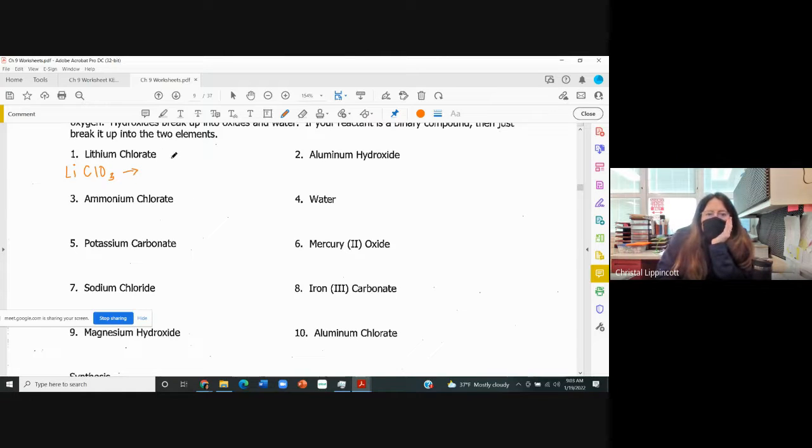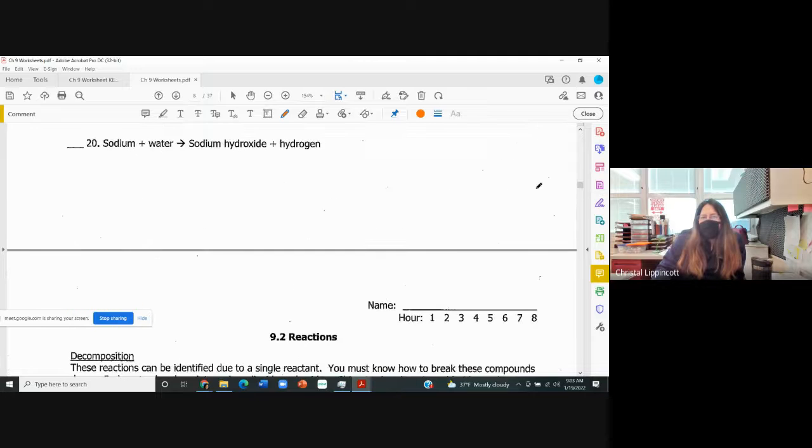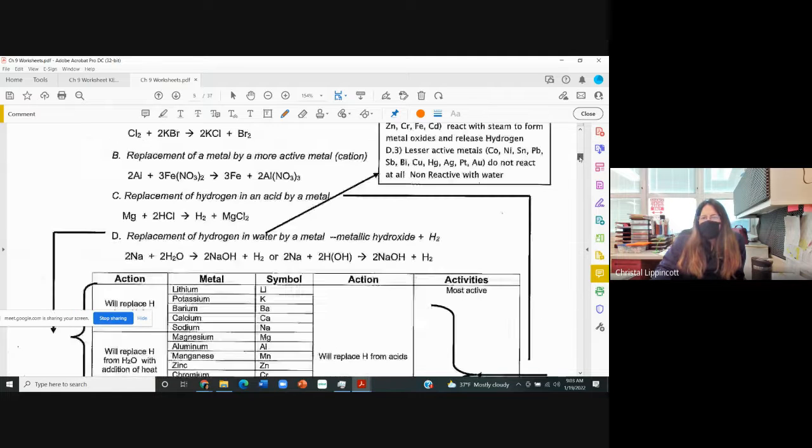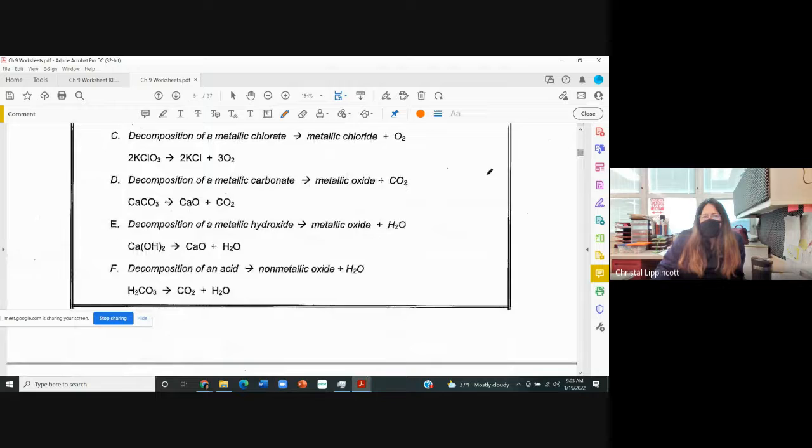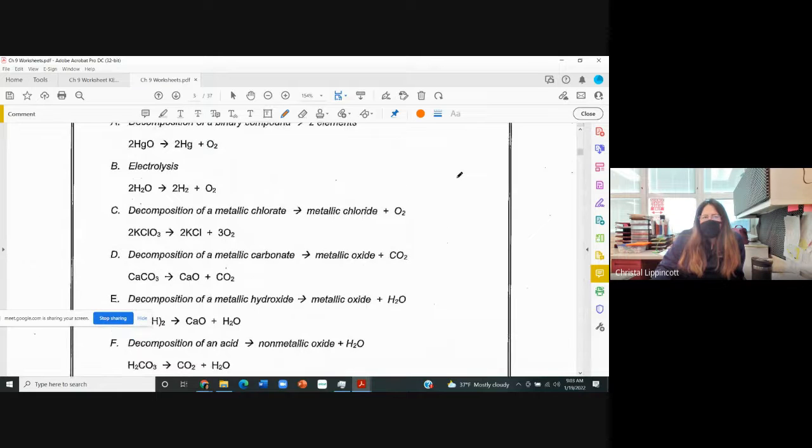All right. So decomposition is the easiest one to identify because with decomposition, you start out with one reactant. We don't have a plus sign here and something else. So this is easy to figure out what it is. Now, there are several different types of decomposition that you can go with depending on what your starting substance is.